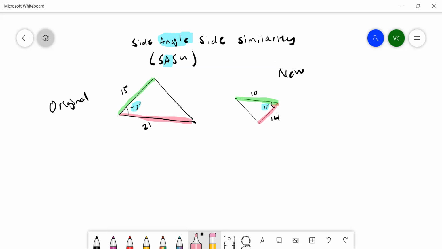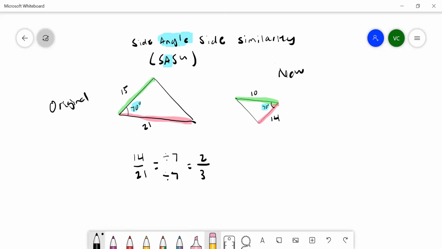And so now we just have to say, are the ratios of the corresponding sides equal? Well, let's check it out. 14 divided by 21. And what is that going to equal? Well, I could either divide it with a calculator or I could simplify it. So let's try simplifying. What number goes into 14 and 21? Well, 14 divided by 7 would be 2, and 21 divided by 7 would be 3. So that would be 2/3.